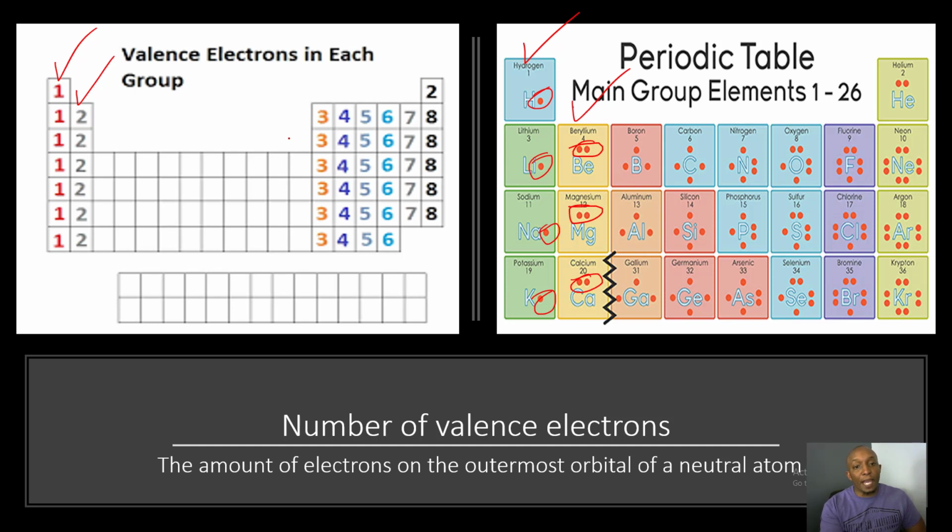And then we'll go ahead and move past our transition metals and look at our next column. And all these elements in this column have three valence electrons. So if you notice, boron, aluminum, and gallium all have 1, 2, 3 valence electrons.